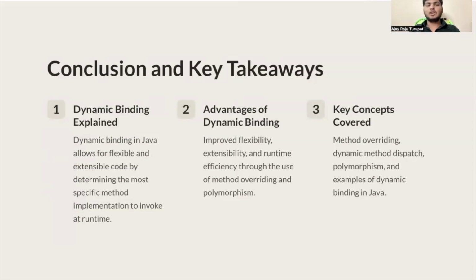Before we conclude, let us take a quick recap of what we have discussed so far in this video about dynamic binding. Dynamic binding in Java allows for more flexible and extensible code by determining the most specific method implementation to invoke at runtime. The advantages of dynamic binding are improved flexibility, extensibility, and runtime efficiency through the use of method overriding and polymorphism. The key concepts covered are method overriding, dynamic method dispatch, polymorphism, and examples of dynamic binding in Java.